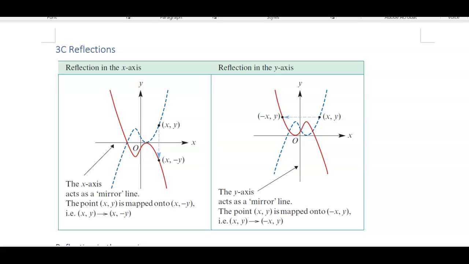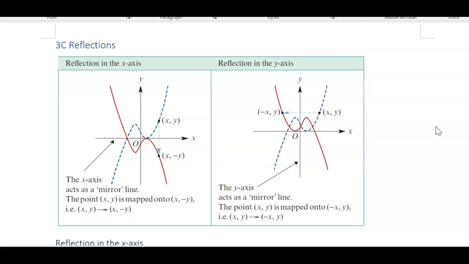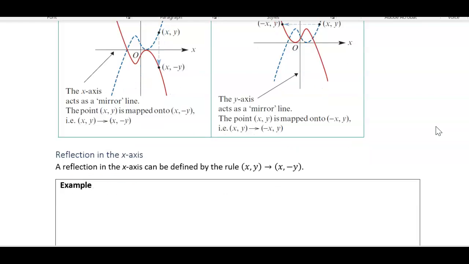So reflections just means it's been flipped over an axis, so either the x-axis or the y-axis. So you can see on the screen we have what looks like a cubic, but I don't think it is a cubic. Anyway, it doesn't matter what it is. You can see how it's reflected. So on the left, we have a reflection in the x-axis. So it's been flipped over the horizontal. And then we've got a reflection in the y-axis. So it's been flipped over the vertical.